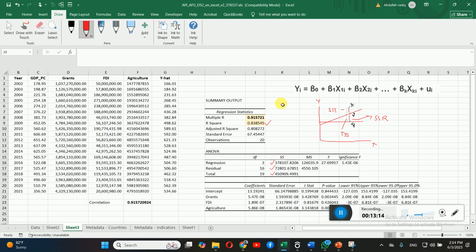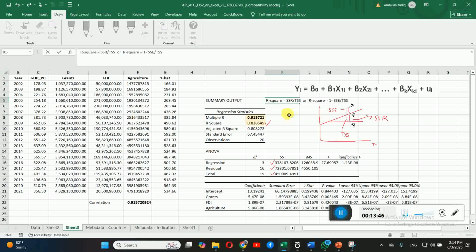Once again, what is the formula for R square? R square equals the sum of square regression divided by the total sum of square. Or sometimes you may find the formula of R squared like this: R squared equals 1 minus the sum of square error divided by the total sum of square. And the answer is the same, dear students. Here the unexplained area is subtracted from 1, and there we directly find the explained area.